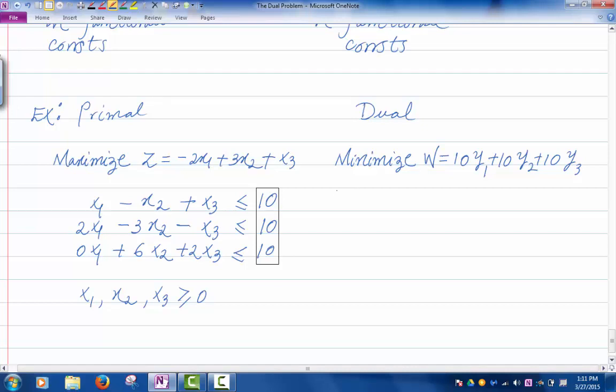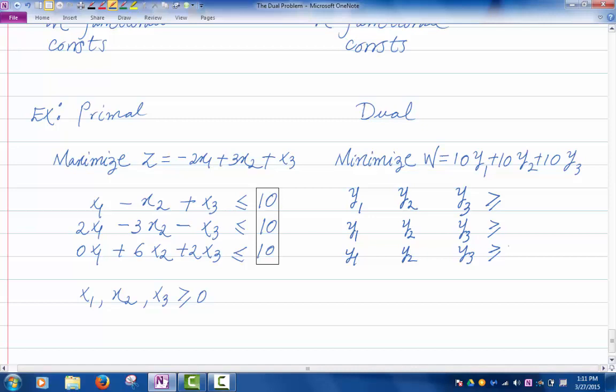And then what are the constraints? What will be the first constraint? The constraints will be in terms of y1, y2, y3, larger than or equal to something. The second one would also be in terms of y1, y2, y3, larger than or equal to something. For the functional constraints of the dual, what are the right-hand sides? Where are they coming from?